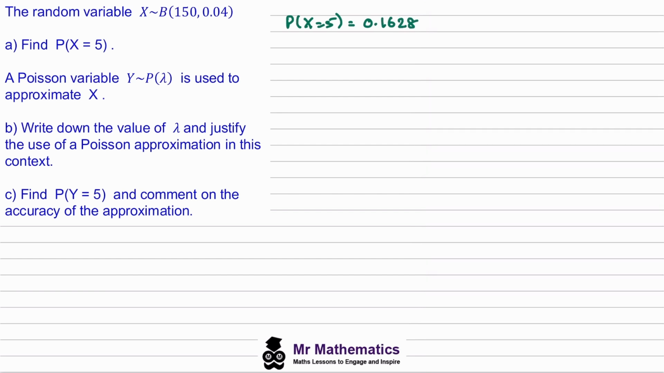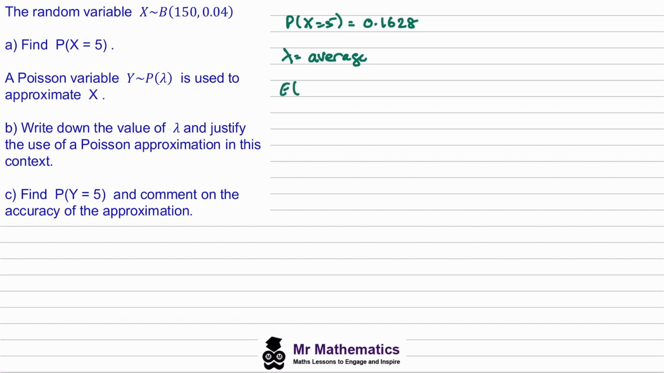And then for part B, we're told that a Poisson variable y is distributed with an average of lambda, and this is used to approximate the binomial distribution. We've been asked to work out the value of lambda and justify this use of a Poisson approximation. So we should know that lambda is the average. What we need to work out is the average, the expected value of this distribution.